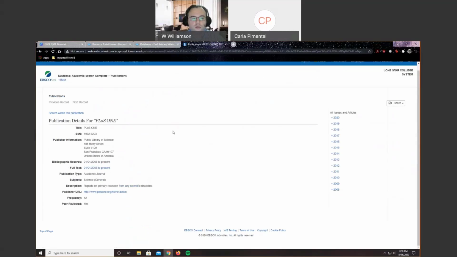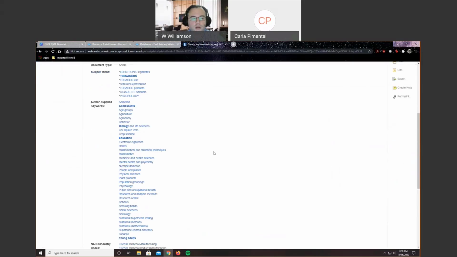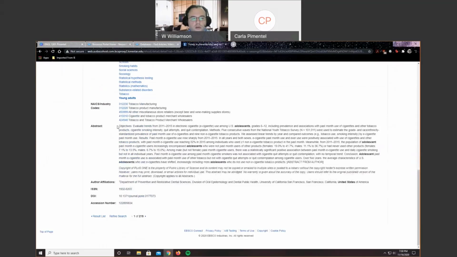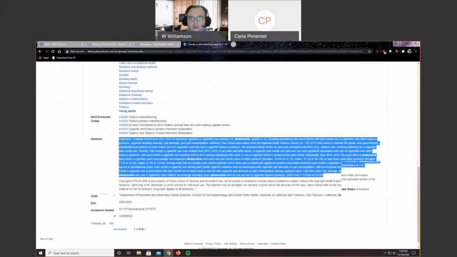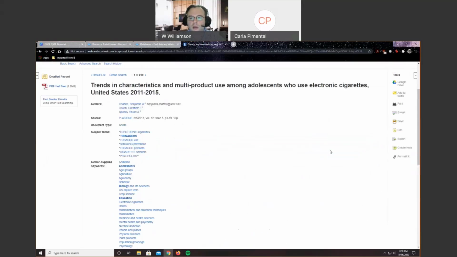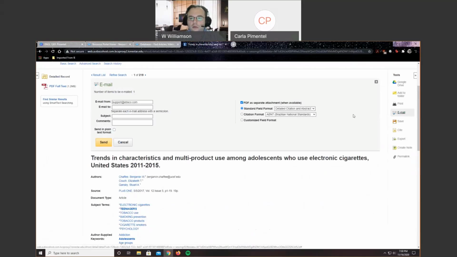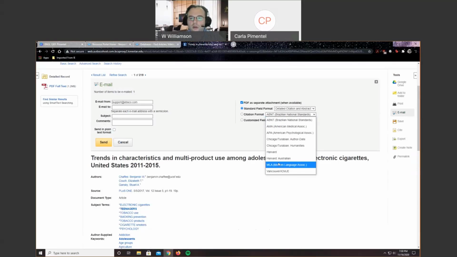And here I can find all sorts of information about that publication, where the article originally came from. Scrolling down, I can find a summary of the article down here. And again, especially with academic journals, it's not uncommon for them to be 30 plus pages long. So you want to make sure that this is going to be worth your time. So definitely take a look at those summaries. And again, here on the right, I can do things such as email the article to myself and include a citation along with that.